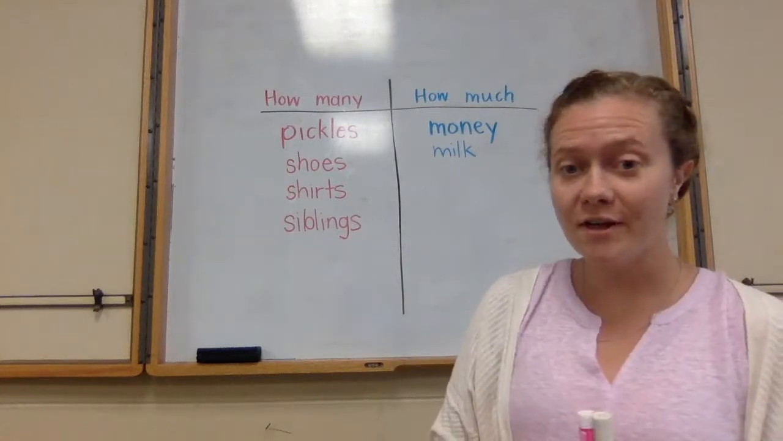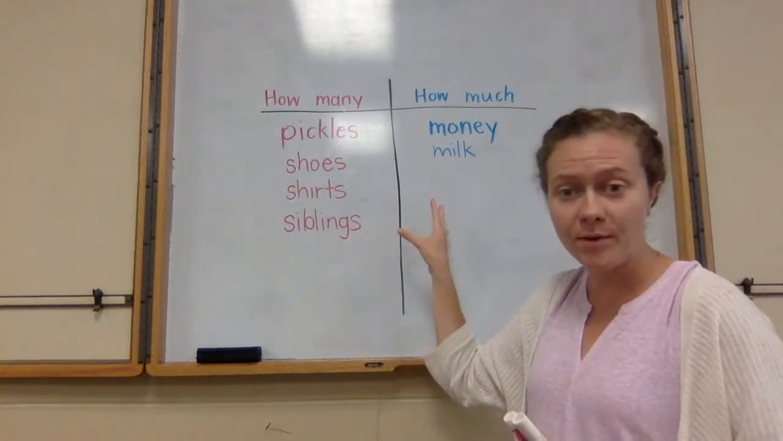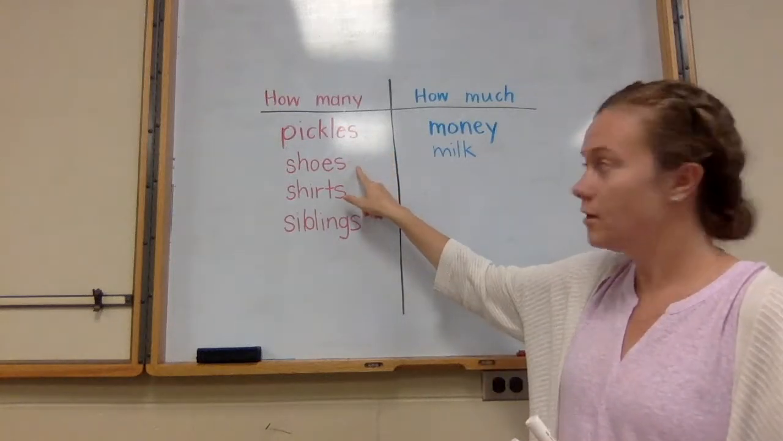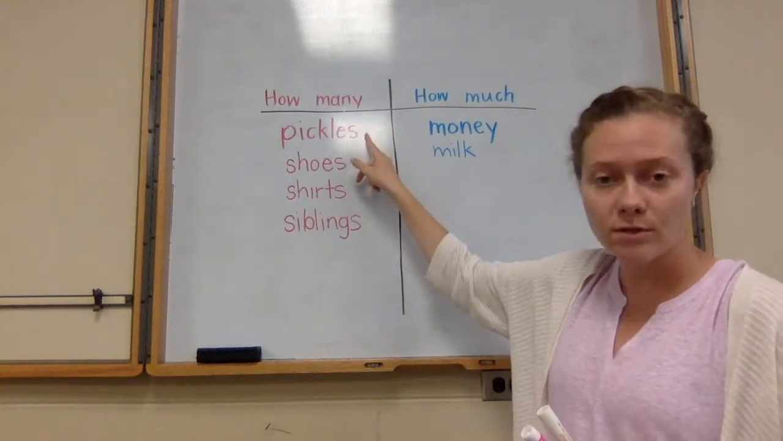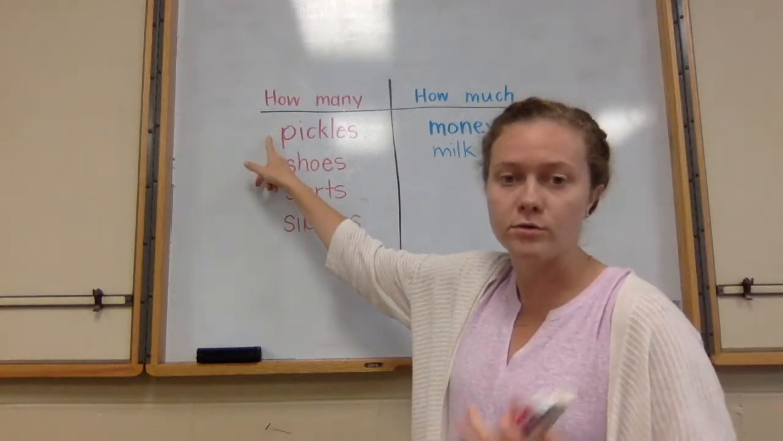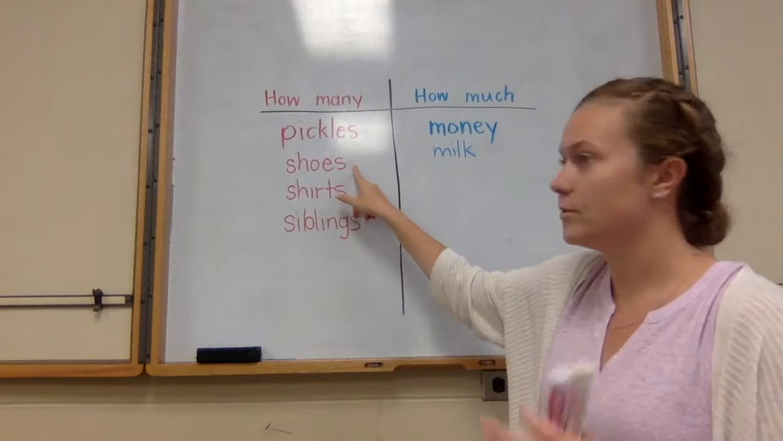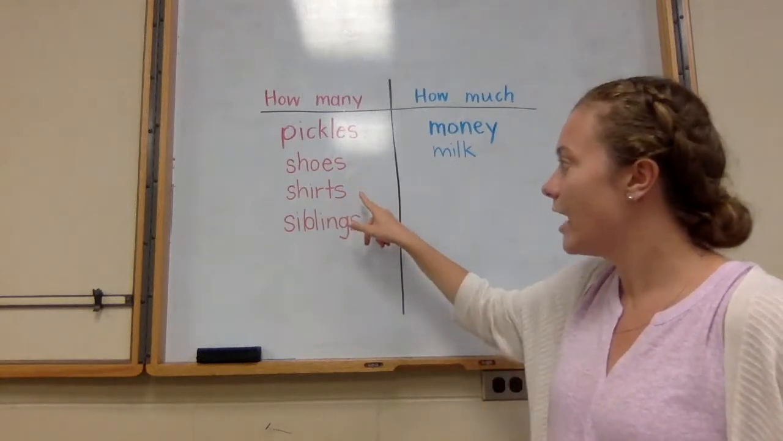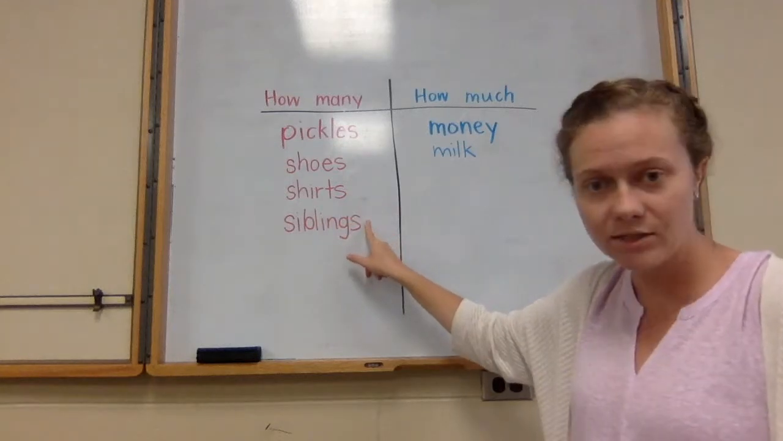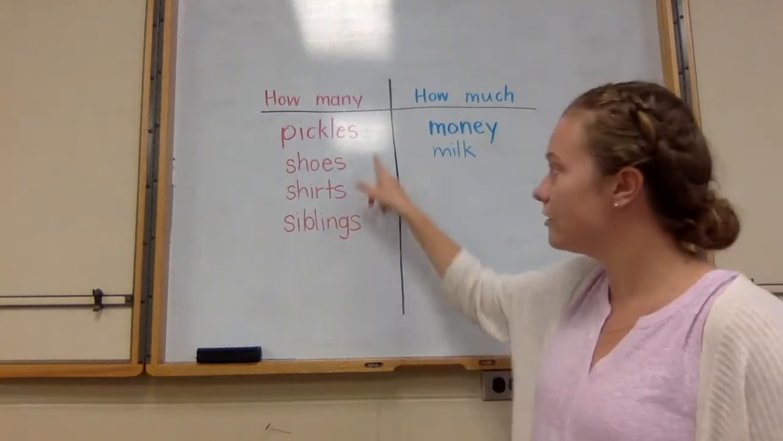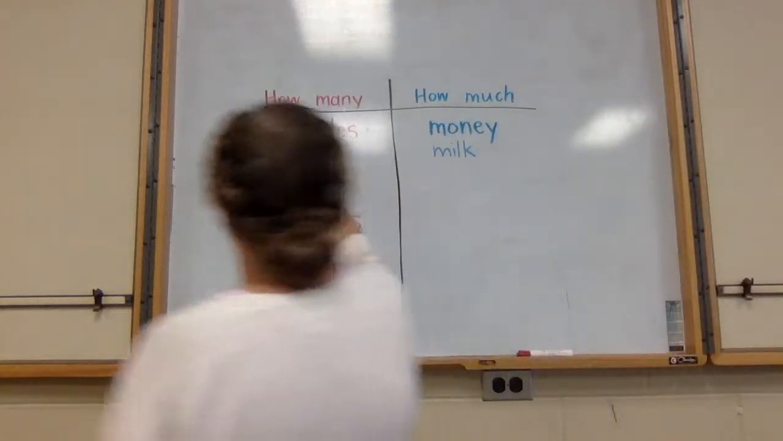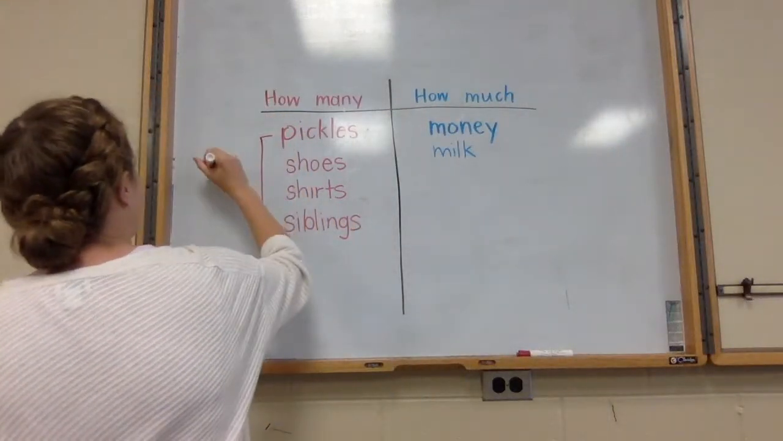After thinking about our graph a little bit, we have noticed that all of the nouns under how many are count nouns. That means we can count them. We can say there were 3 pickles or 4 pickles. We can say there were 6 or 7 shoes. How many shirts should I bring? I should bring 5 shirts. How many siblings do you have? I have 2 siblings. All of these nouns are count nouns, nouns that you are able to count. So we're going to write count nouns.